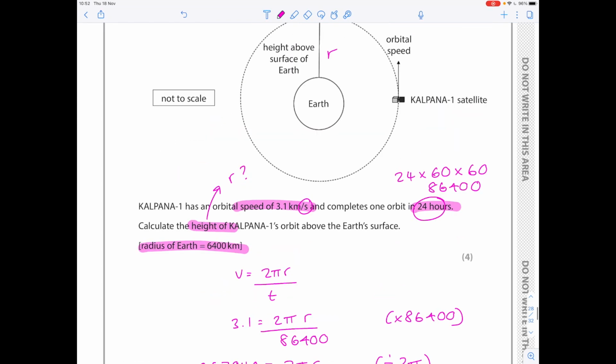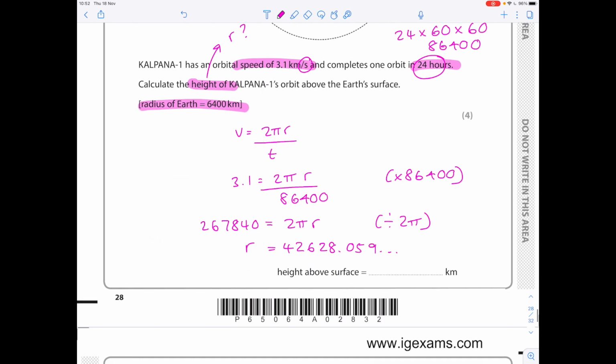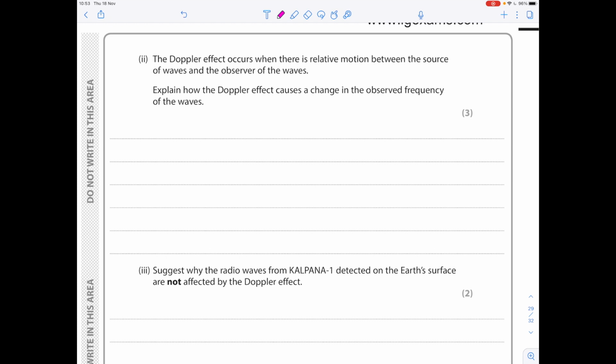42,628. Now be careful, because that r value you've just calculated is this distance here, but we know that the radius of the Earth is 6,400, so we need to minus that number to get the true value, which to 3 sig fig is 36,200.